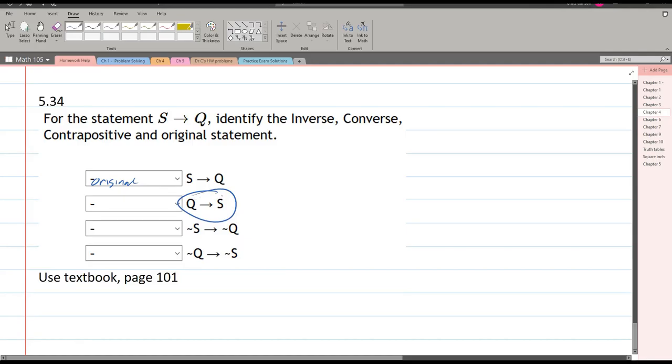All right, as for the other ones, so what's happening in the second one, the order of Q and S is changing. What's happening in the third one, it's the same Q implies S, except they're negated. And the last one, the order changes and they're both negated. So let's look in the textbook.